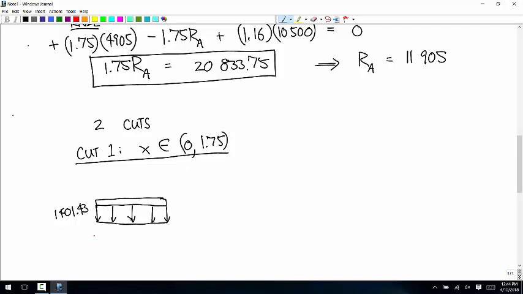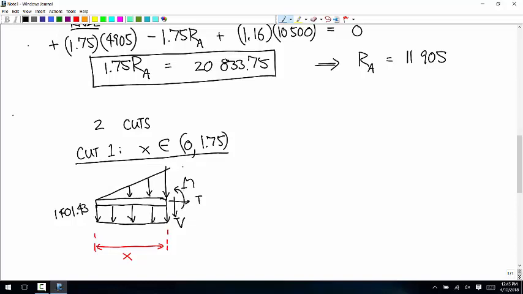The total length is x. And then we have the triangular distributed load. We'll deal with the height of that in a second. And then we have the internal loads, T, V, and M.